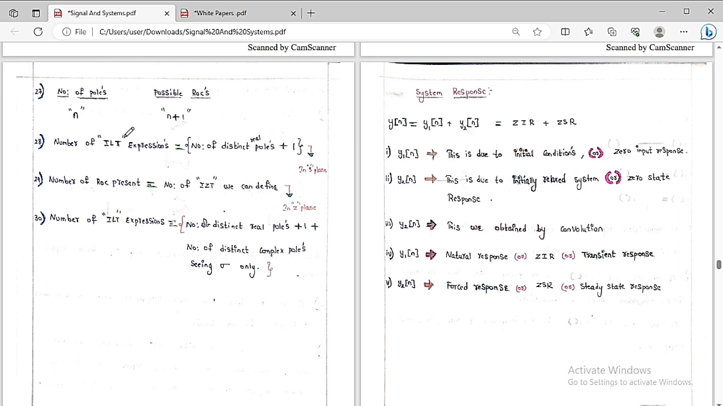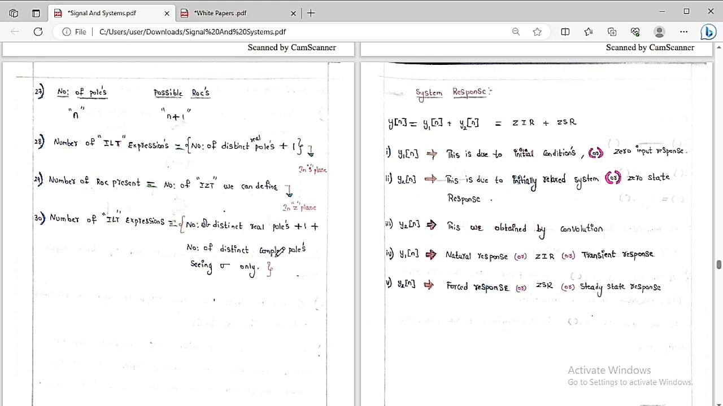So if the number of poles is n, the number of possible ROCs is n plus 1. The number of inverse Laplace transform expressions is equal to the number of distinct real poles plus 1 plus the number of distinct complex poles seeing sigma only. This is an important point you always have to keep in your mind. I explained this concept in the class also, but I want you to remember only this point.